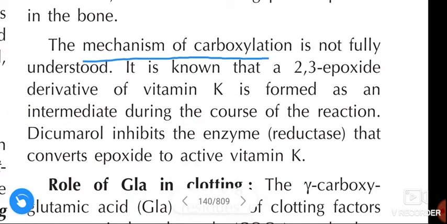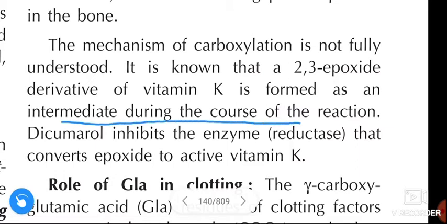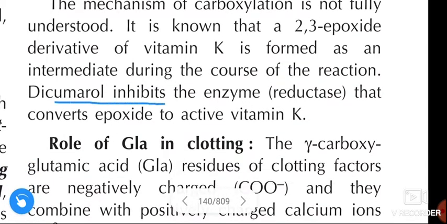The mechanism of carboxylation is not fully understood. It is known that a 2,3 epoxide derivative of vitamin K is formed as an intermediate during the course of the reaction. Dicumarol inhibits the enzyme reductase that converts the epoxide to active vitamin K.